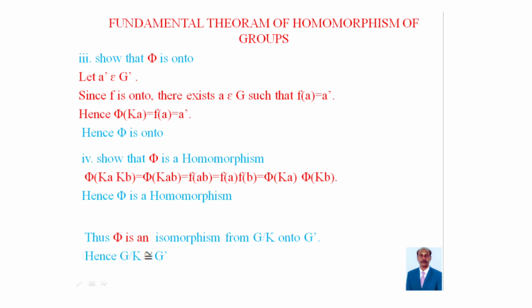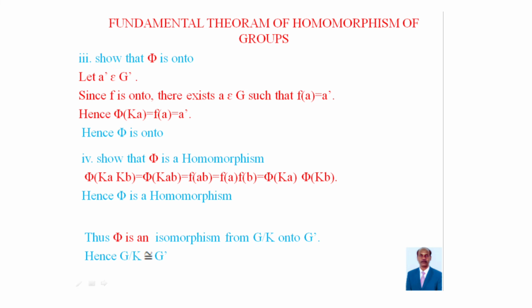According to the definition of pi, pi of Kab equals f of ab. Then f is a homomorphism, so f of ab equals f of a times f of b. By the definition of pi, f of a equals pi of Ka and f of b equals pi of Kb. Therefore f of a times f of b means pi of Ka times pi of Kb. So we proved pi of Ka times Kb equals pi of Ka times pi of Kb.